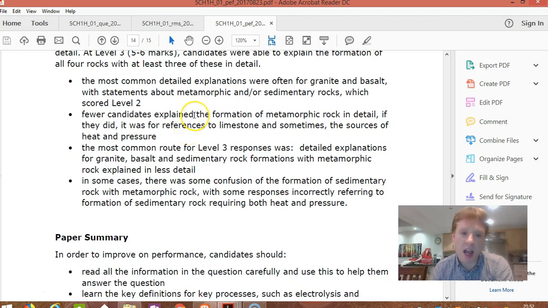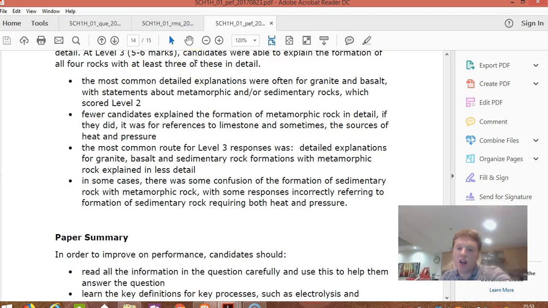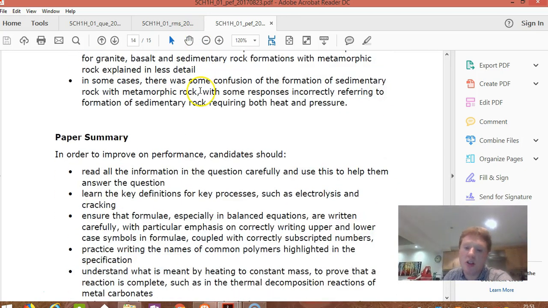Fewer candidates explained the formation of metamorphic rock in detail, if they did it with reference to limestone, oh dear, not marble, and sources of heat and pressure. The most common route for level 3 was detailed explanations of granite, basalt, and sedimentary rock formations, with metamorphic rock explained in less detail. In some cases, there was confusion on the formation of sedimentary rock with metamorphic rock, some responses incorrectly referring to formation of sedimentary rock requiring both heat and pressure. So you don't need heat for sedimentary rocks, you just need pressure.